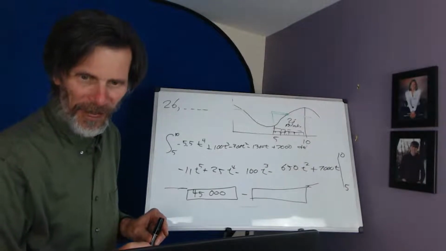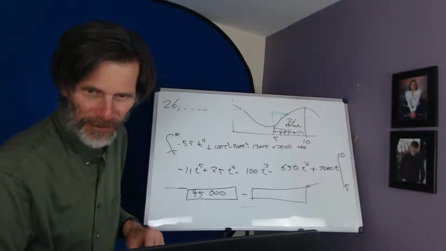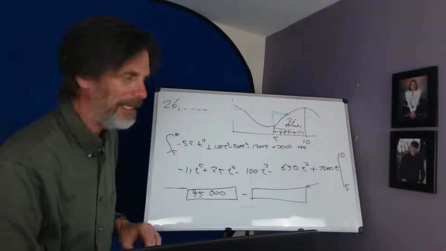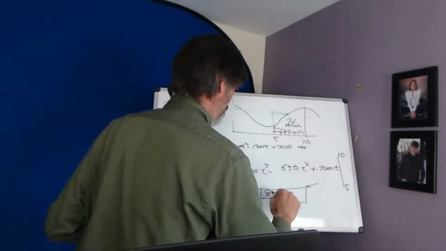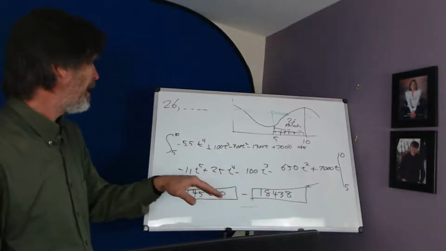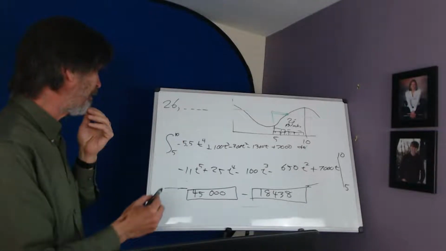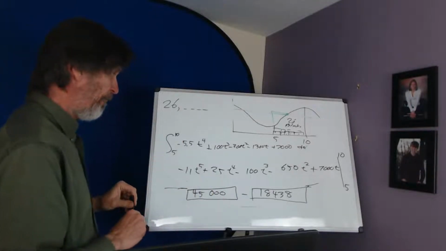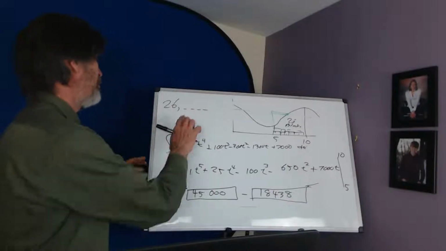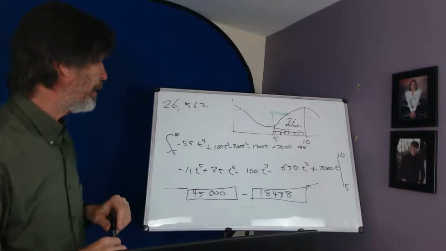Got the same for 5. Okay, 18,437, 18,438. That seems reasonable as well. And when you subtract the one from the other, do you get somewhere around 26,000? Yeah, you would. You get 26,562, if my mental subtraction is right.